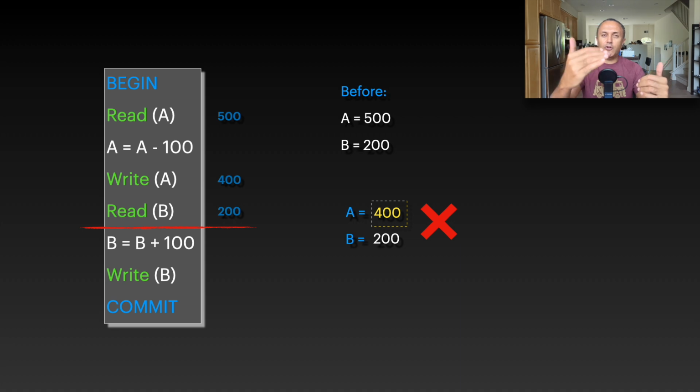We either continue the whole transaction, or if something like this happens, we need to roll back and cancel any operation that we did, and go back to the initial state, saying that A equals 500, so that we can retry that transaction later on. This is what we mean by atomicity. Atomicity for transactions means that you either execute and commit, or you roll back the whole thing.